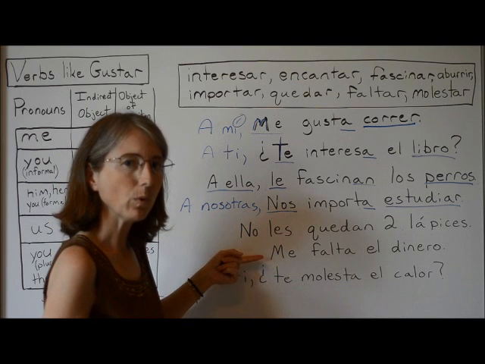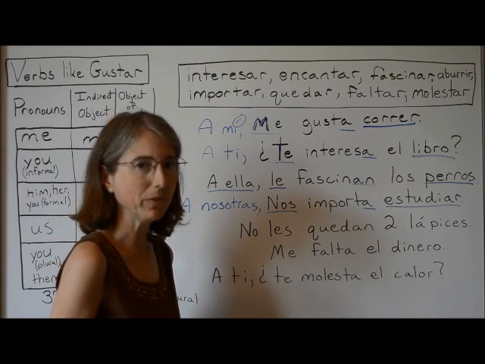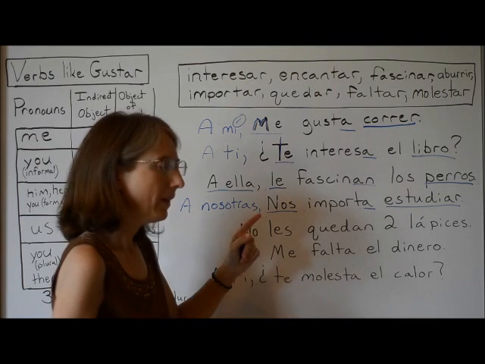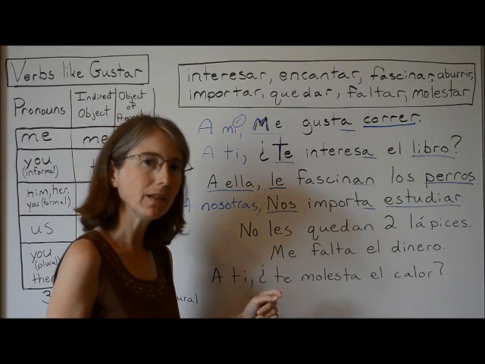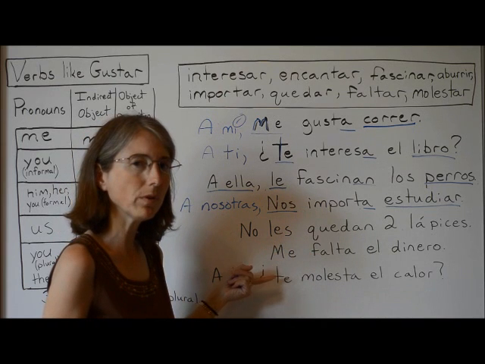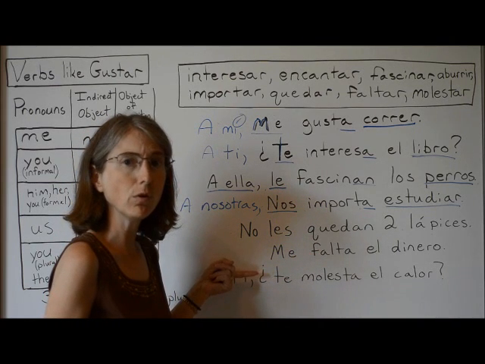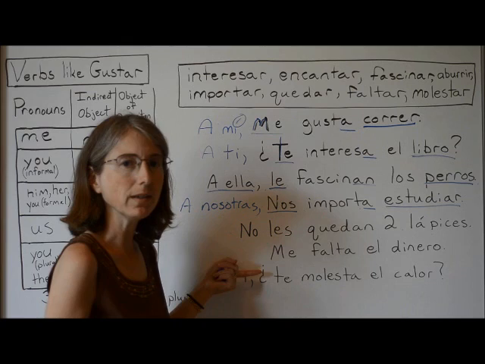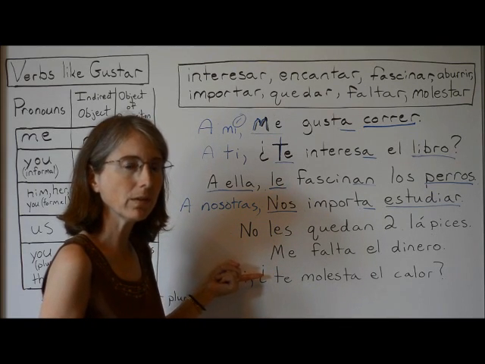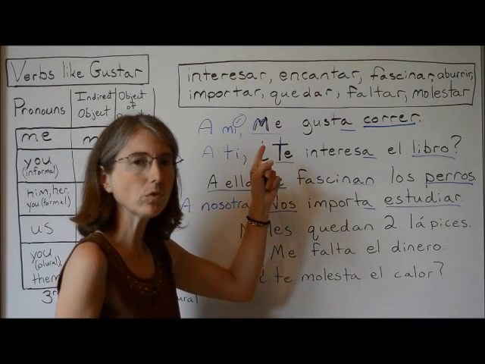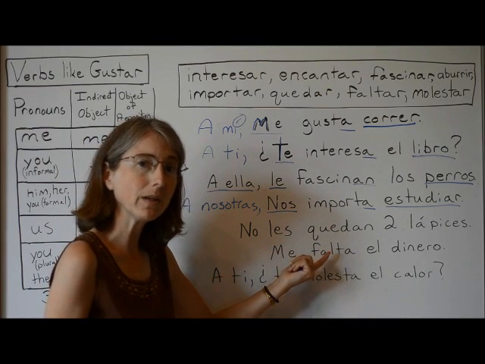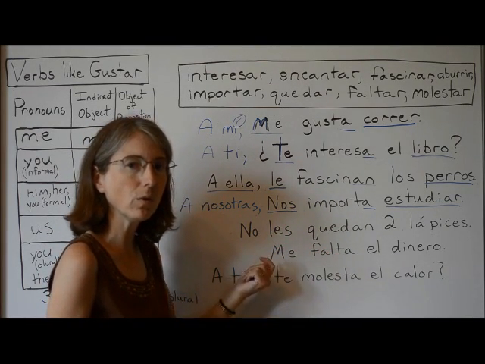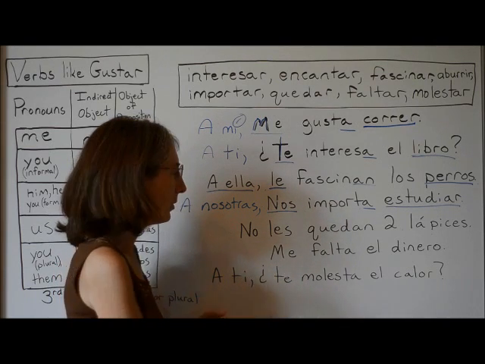Let's look at the next example. No les quedan dos lápices. They don't have two pencils left. Okay? Instead of putting the no right before the verb, notice that the no comes before the indirect object pronoun. With these verbs like gustar, the indirect object pronoun is never separated from the verb. We always have the no come before the indirect object pronoun.